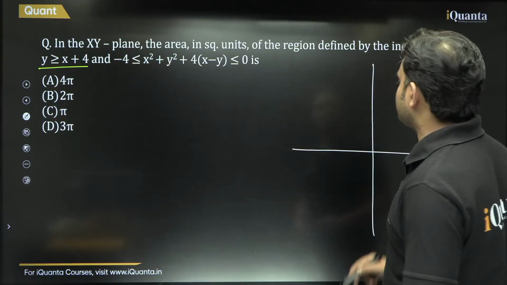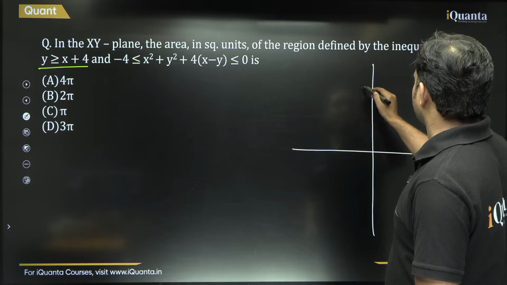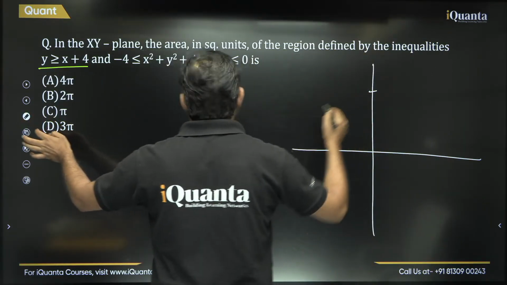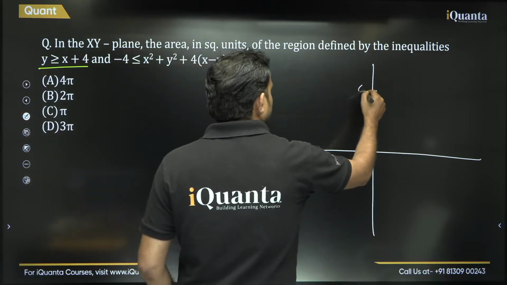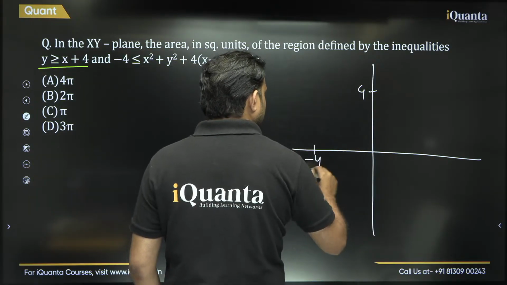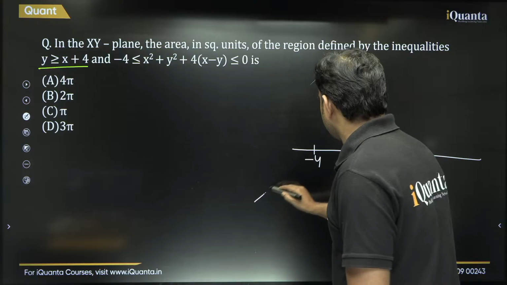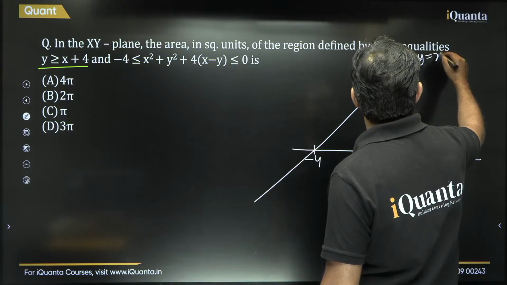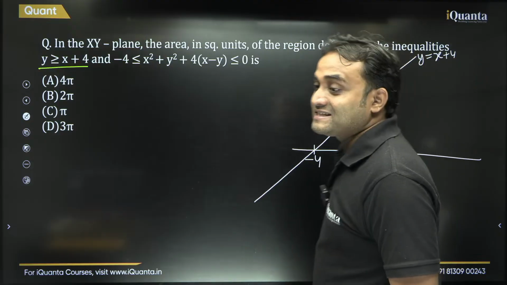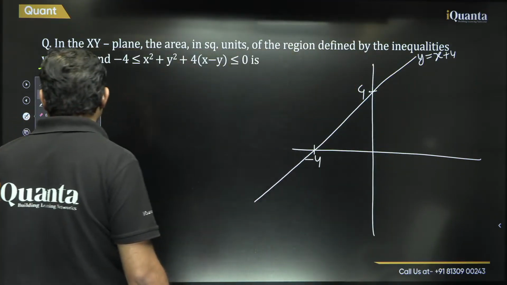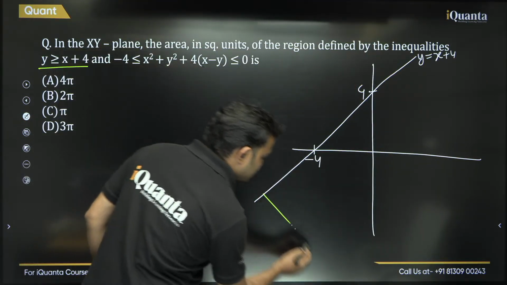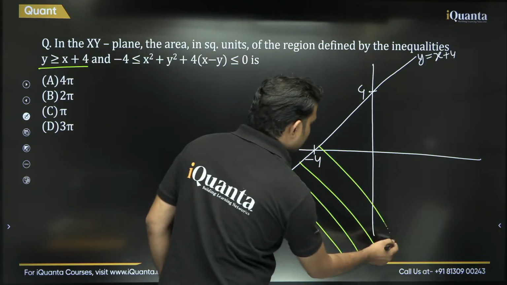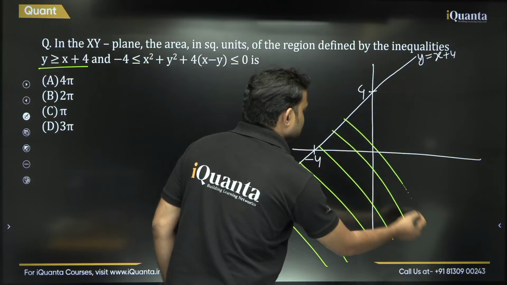If I take x is equal to 0, y will be equal to 4, right? If I take y is equal to 0, x will be equal to minus 4, like this. So this is the line we are talking about. This is the line which is y is equal to x plus 4. Now it says y is greater than or equal to x plus 4. What we can say? We are talking about this region. All of these points lie here, है ना?